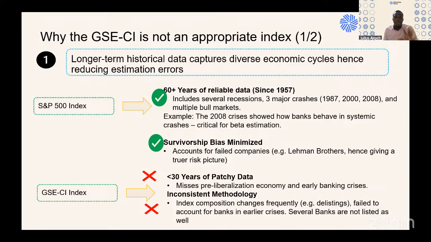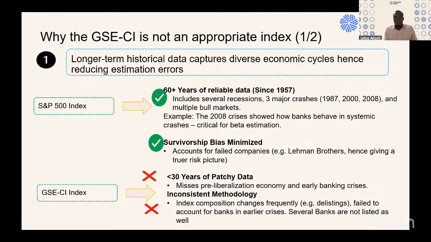With S&P, when we come to the GSE, the stock exchange had been in operation for just over 30 years, in 1989, right? But the index itself was created around 2010 or so, far less than 30 years. It misses the pre-liberalization economy and the early banking crisis of those times. A lot of those things were missing.